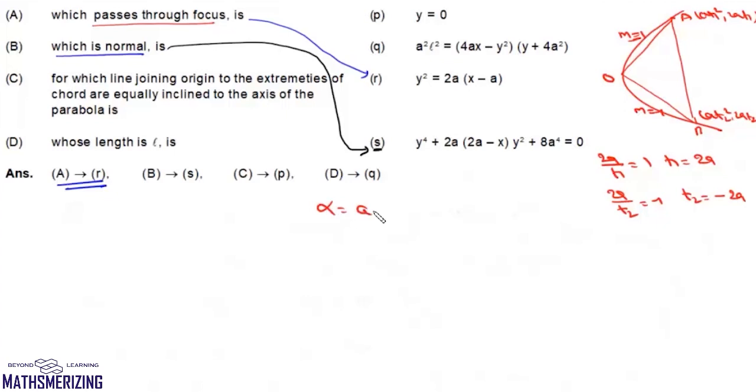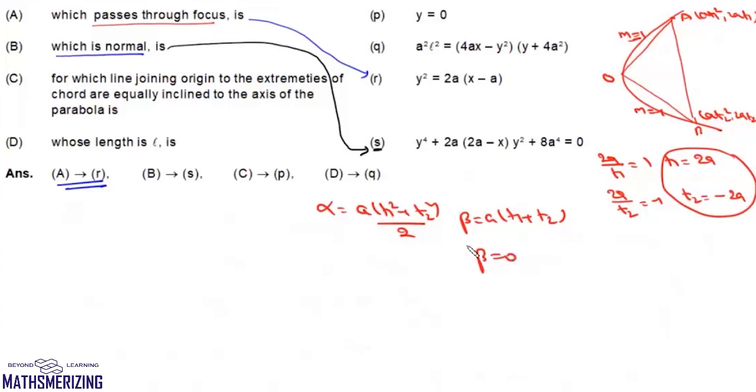So alpha is a times (t1 square plus t2 square) upon 2, and beta is a times (t1 plus t2). Now t1 plus t2 is actually 0. So we'll get this locus as beta equals 0, which is simply y equals 0, and that's your option number B. Now the fourth one is, we need to find the locus of the midpoint of the chord whose length is L.